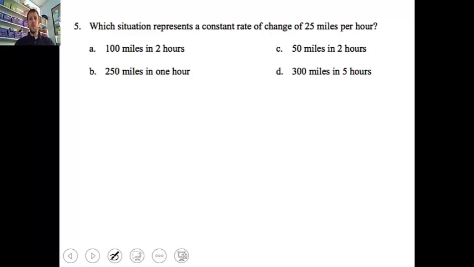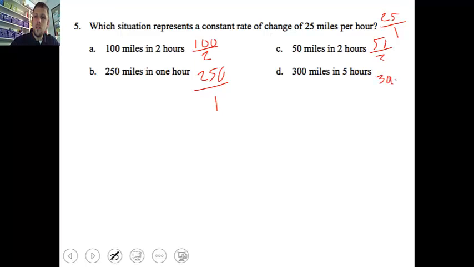Which situation represents a constant rate of change of 25 miles per hour? This represents 25 over 1. This represents 100 over 2. This represents 250 over 1. This represents 50 over 2. And this represents 300 over 5. So one of those, when you simplify it, I guess gives you the answer.